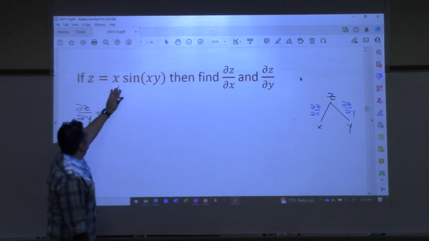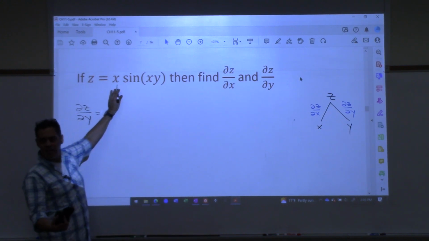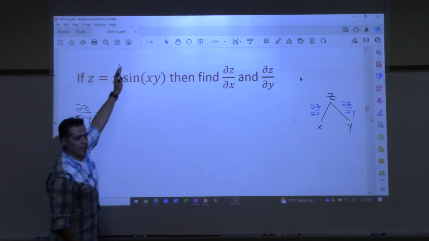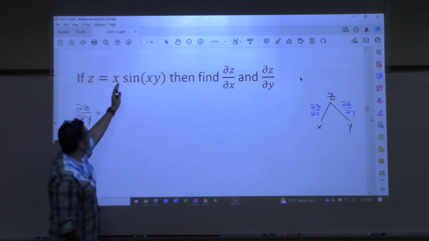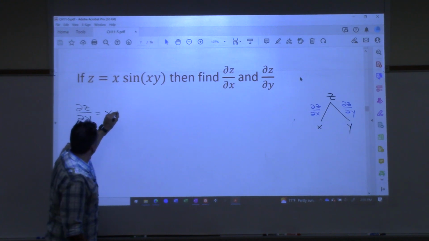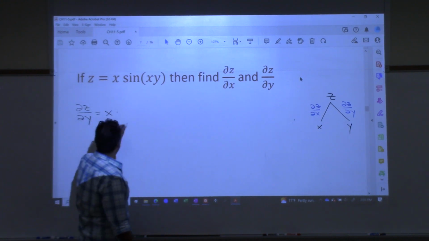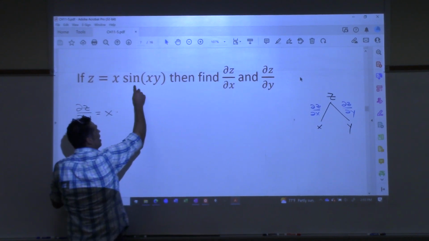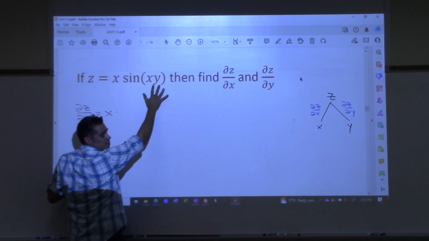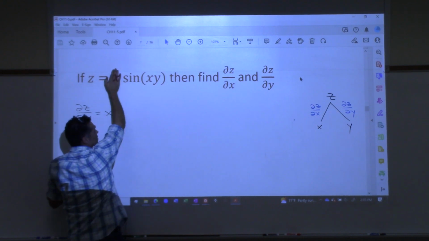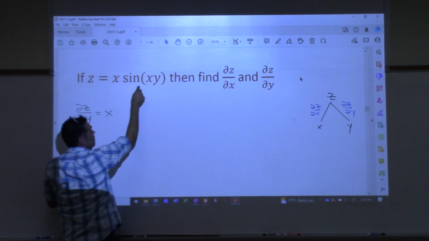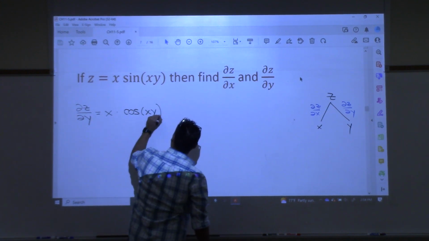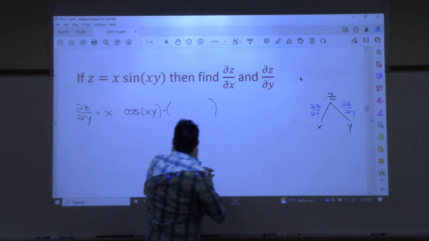All I do here, well, x is a constant, isn't it? So if x is a constant, I don't need a product rule here, do I? No, because it's a constant. So the x comes for the ride, times sine of xy. The y is inside the sine, so I will have to use a chain rule on this part. This constant comes along, but now I need the derivative of that. So it'll be cosine of xy times the derivative of what's in here.